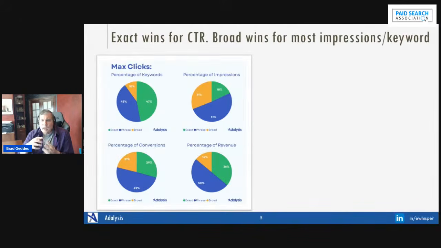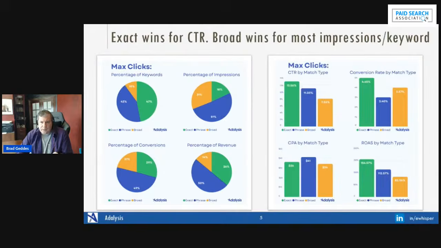Broad match makes up 10% of the keywords for max clicks. It's actually a very small percentage, but 31% of the impressions. That's how we expect broad match to expand. Now, most advertisers are limiting max clicks usage to exact and phrase match, which I found interesting because there is no conversion feedback loop for bidding. So this is just, can we get the most clicks possible?